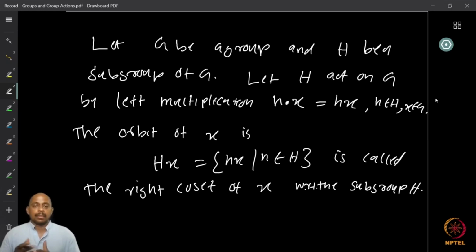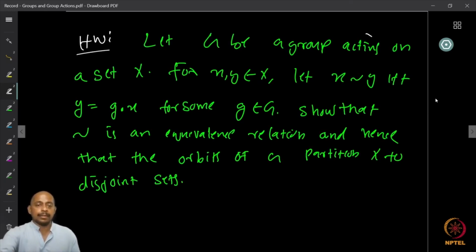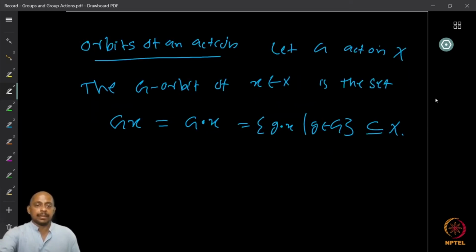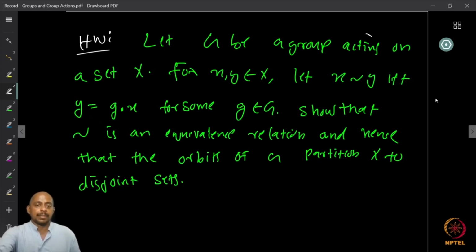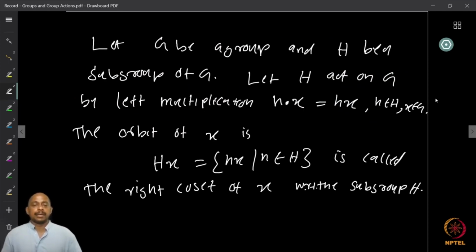Now, this left multiplication by H, one can show that it is actually a group action, by showing all the three properties hold, and then find the orbit of an element. This orbit of an element is what we denoted earlier by g·x, the action of g on the set X with the element x, going where. That is the orbit of x. So hx similarly defines the orbit of x under the action of H, and this is the set of all hx such that h belongs to H, and this is called the right coset of x with respect to the subgroup H.